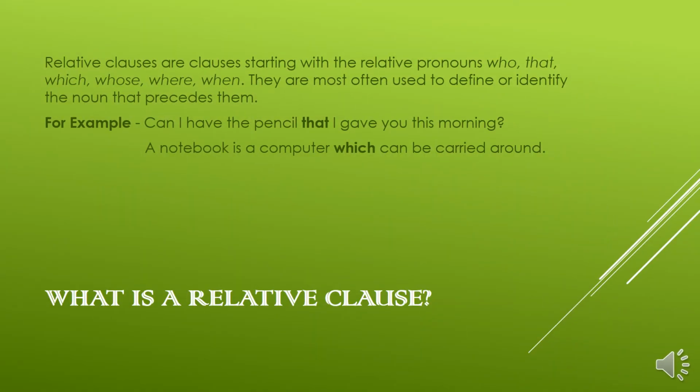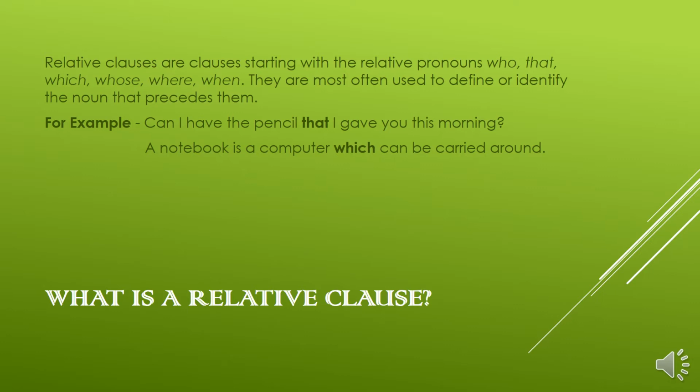Well, relative clauses are clauses starting with the relative pronouns who, that, which, whose, where, when. They are mostly used to define or identify the noun that precedes them. For example, can I have the pencil that I gave you this morning? So here we are talking about the pencil, and we are also talking about the pencil that was given in the morning.